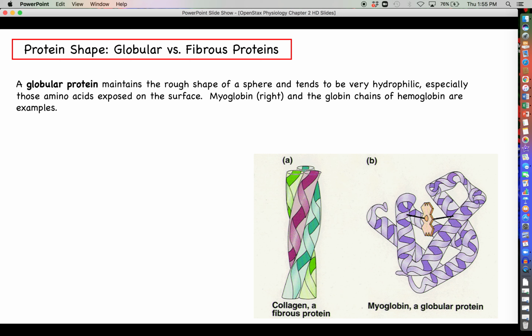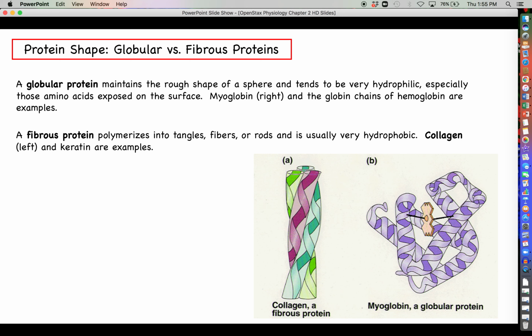So a globular protein like myoglobin over here is going to take on the rough shape of a sphere. And in doing so, you tend to have your hydrophilic side chains pointed towards the outside to where the fluid is. So globular proteins tend to be very hydrophilic and very soluble in water. You tend to have acidic, basic, and polar side chains exposed to the surface of the protein, and then you've got those hydrophobic side chains buried towards the center.